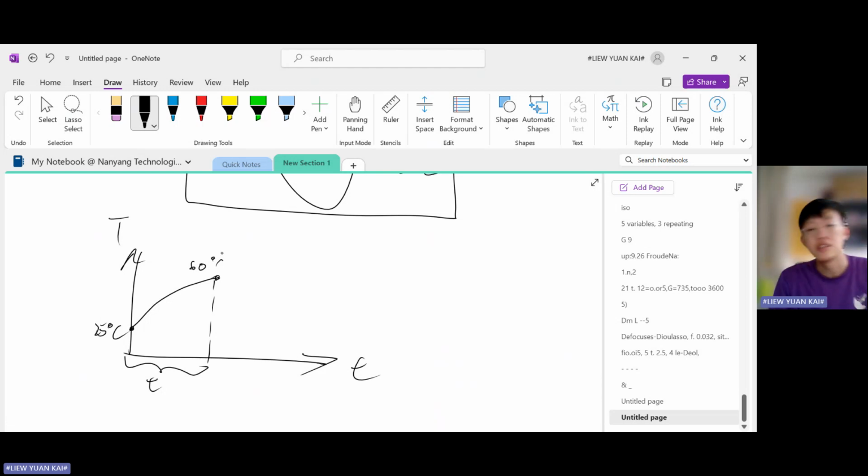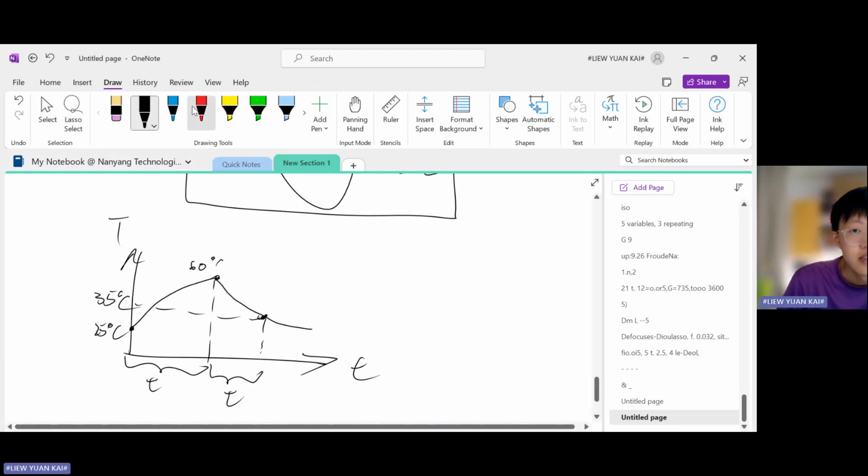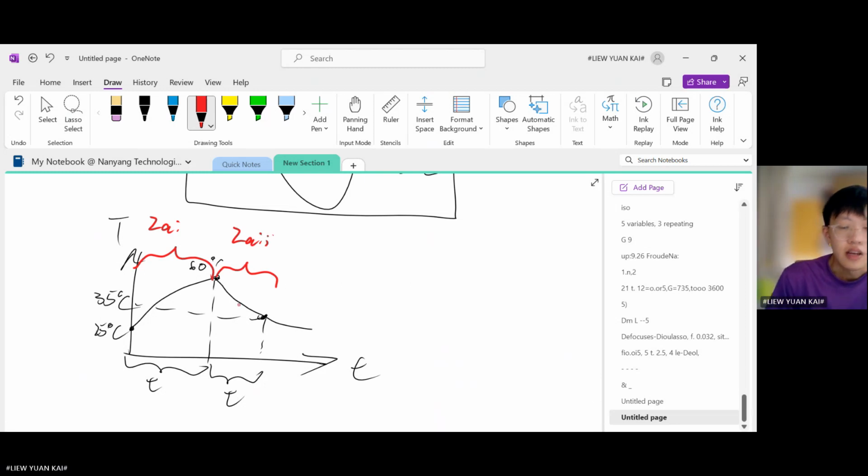Then after it's taken out, it starts from 60 degrees Celsius and cools down until it reaches 35 degrees Celsius. And now we're asked to find this new time. This time duration is 2a part 1. This time duration is 2a part 2. So we're asked to find this time duration.